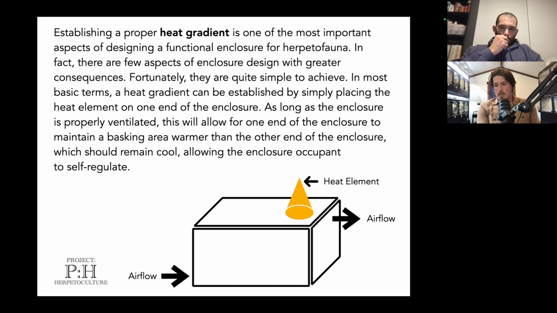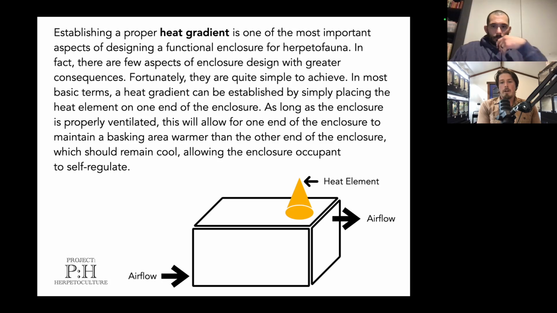So I want to draw everyone's attention to this really simplified diagram that I've made. You see this orange cone that represents the heat element. In my case, I always advocate for a halogen or an incandescent bulb as a heat element, something that produces light. And they produce a really nice quality of heat that's rich in infrared A, which is the closest thing we have to replicate the sun, the warmth of the sun, I should say, in the vivarium setting. So here you have that on one end.